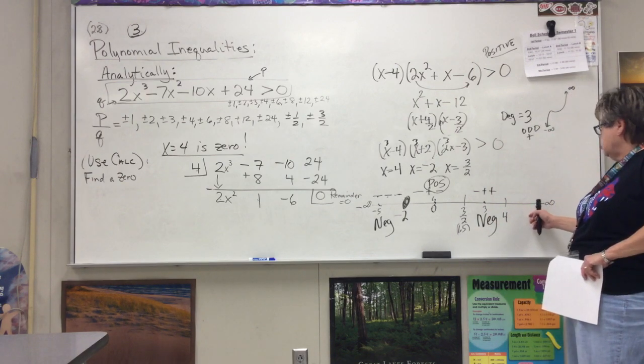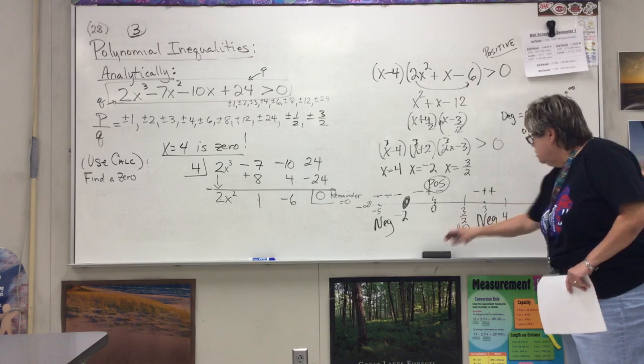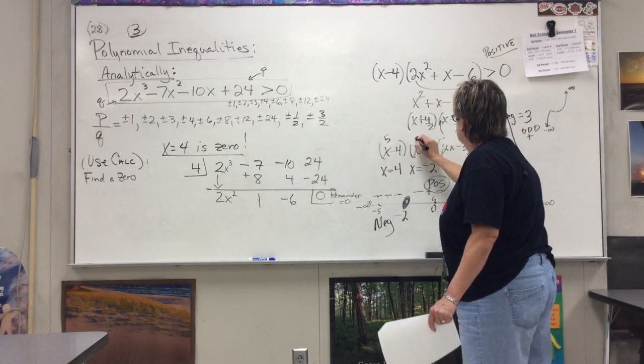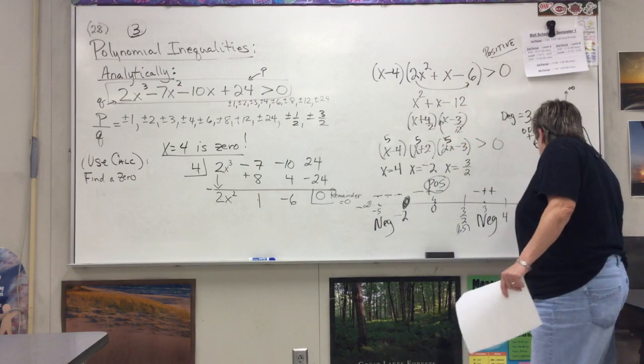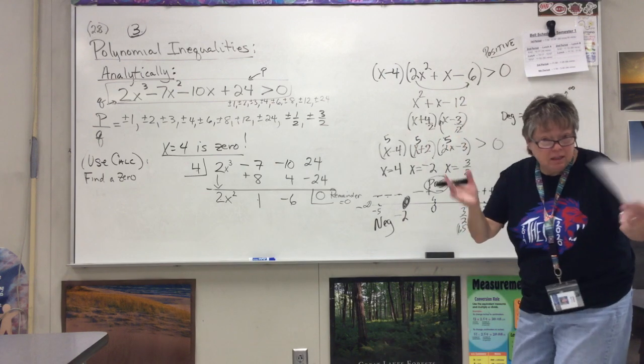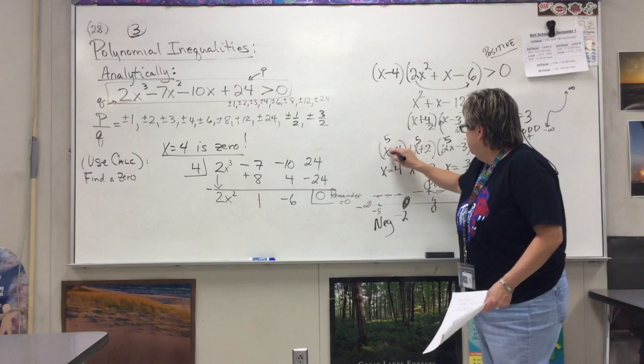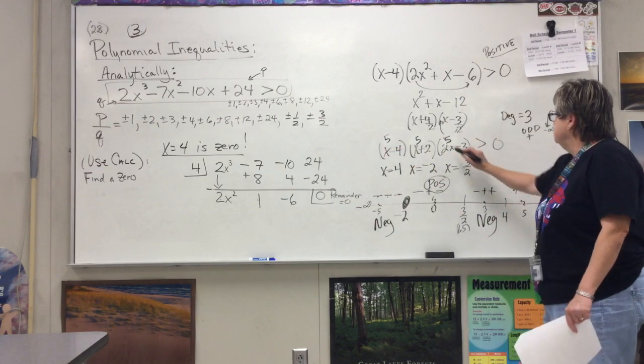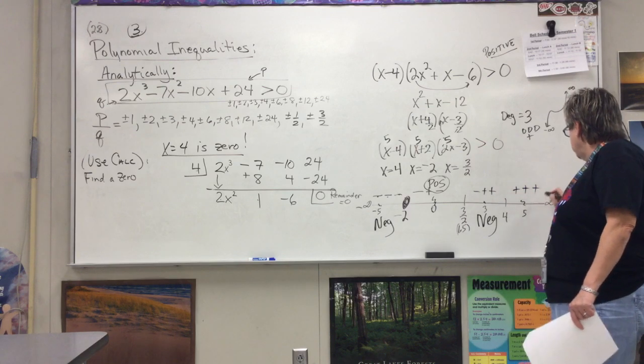And lastly, we have to check from 4 to infinity. How about 5? I like 5s. So 5 minus 4 is positive, 5 plus 2 is positive, 10 minus 3 is positive.